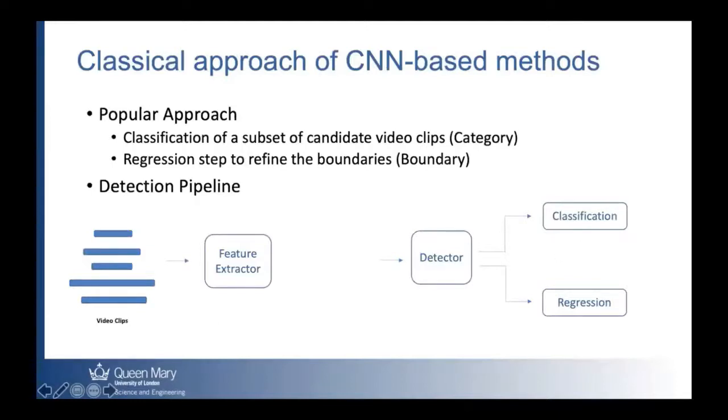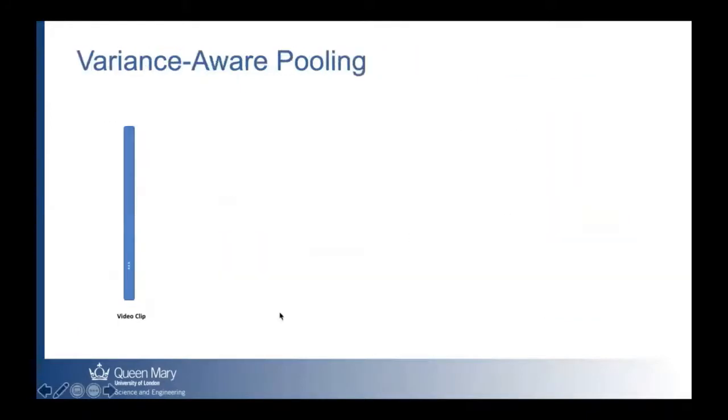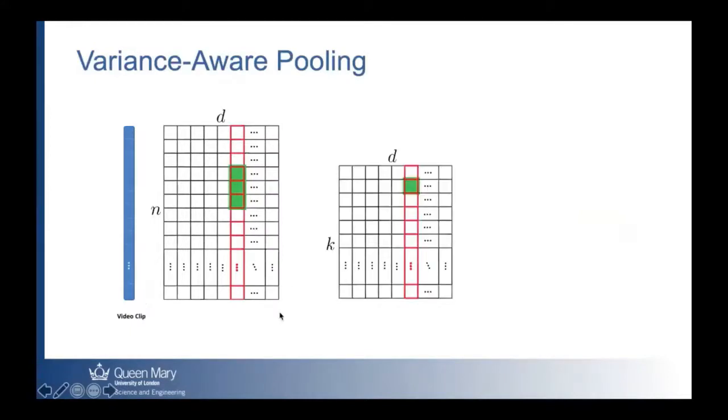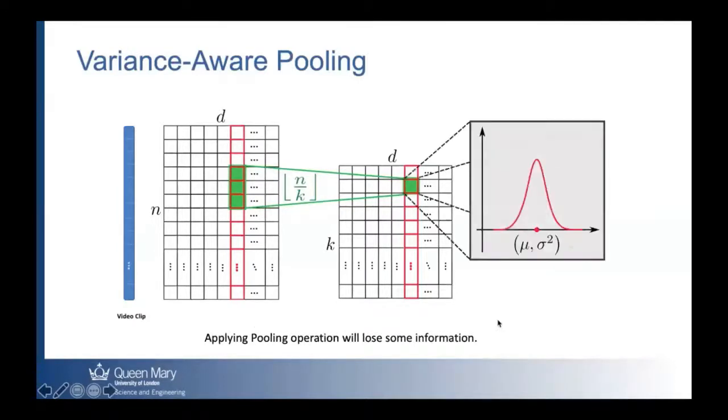However, as the video clips may have different lengths, we need to fix their feature dimension to feed to the same detector, which is done by pooling. Given a video clip of n frames, to reduce it to k frames, the pooling operation averages the features of n by k frames here. However, applying the pooling operation in this way will lose some information. So in this paper, we propose to use Gaussians to represent the feature.